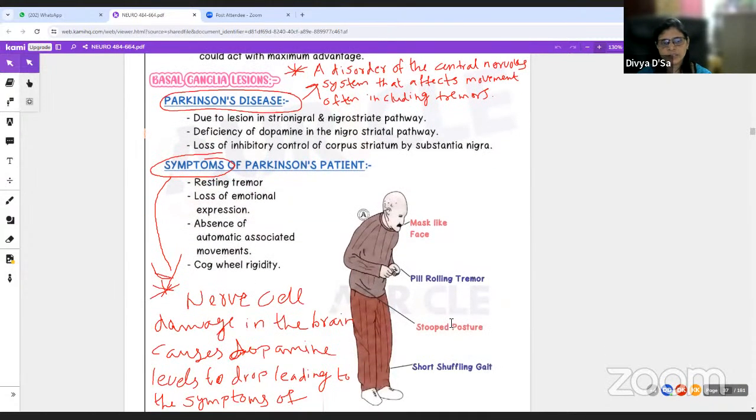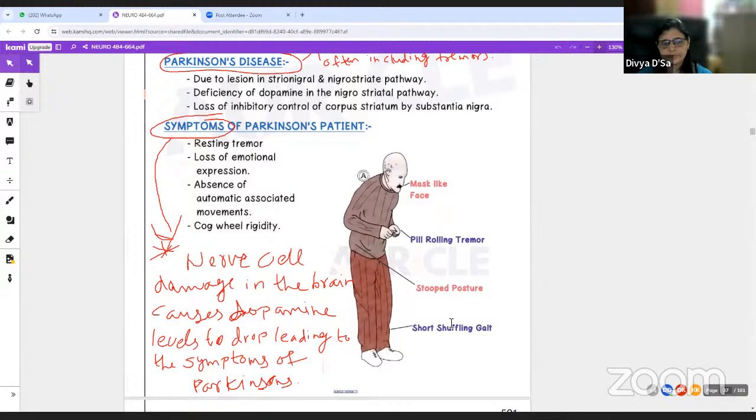So what are the symptoms of Parkinson's patients? Basically there is a deficiency of dopamine. Because of the lesion, there is decreased production of dopamine. Dopamine is responsible for the suppression of any involuntary movement. Because of that, there are resting tremors, loss of emotional expression, and absence of automated associated movements. There are pill-rolling tremors and cogwheel rigidity. When they try to move their limbs, they have that kind of cogwheel rigidity.